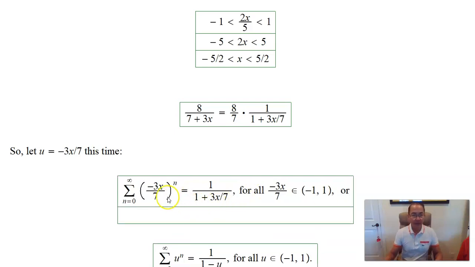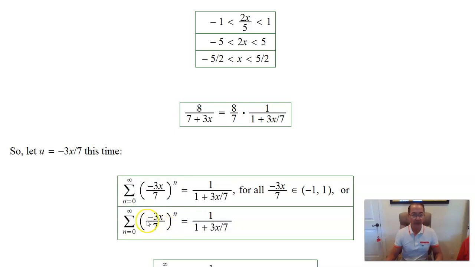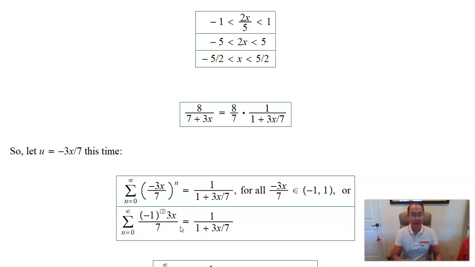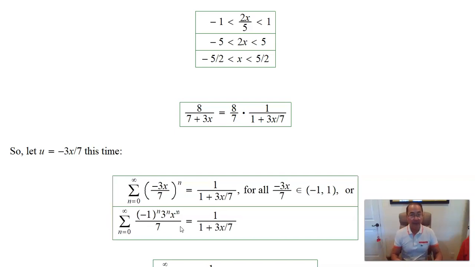Simplify. So this time we have a -1 to the n to deal with. It's going to be an alternating series, or at least it will appear to be an alternating series. -1 to the n, 3 to the n, x to the n, over 7 to the n.